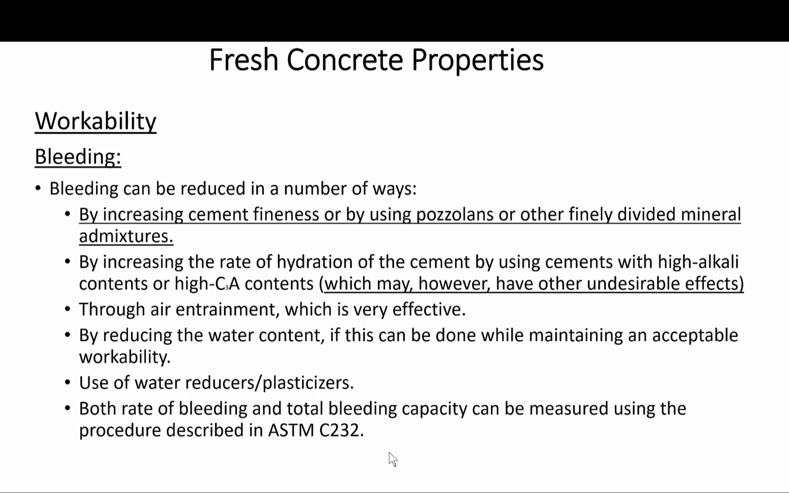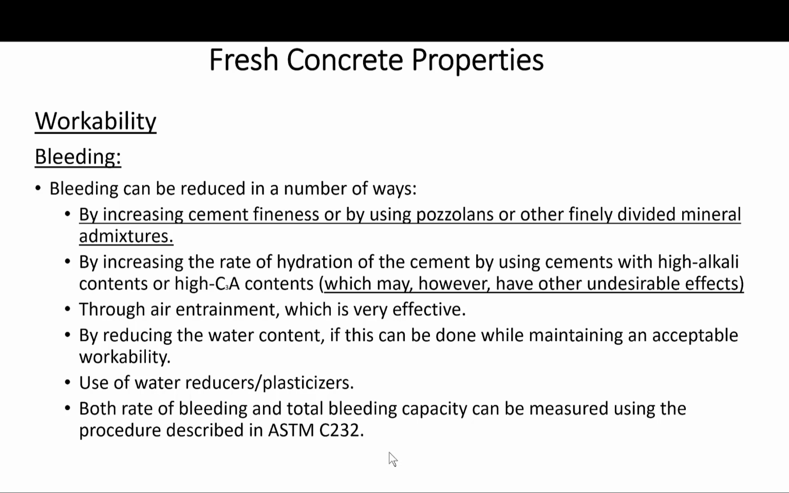Okay, so bleeding or the bleeding capacity can be measured. Both the rate of bleeding and bleeding capacity can be measured using the procedures outlined in ASTM C232. The method involves consolidating a sample of concrete in a container with an inside diameter of 254 millimeters, 10 inches, and a height of 11 inches. The container is then covered to prevent evaporation.